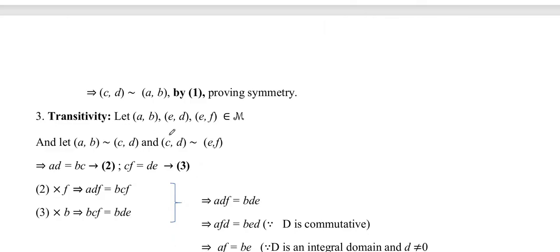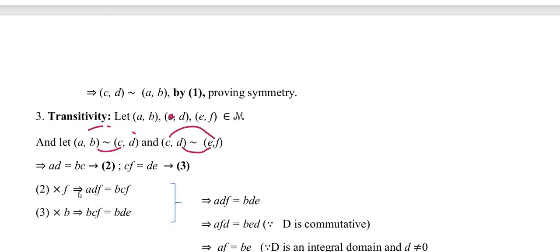For transitivity, we need to have three elements. We have taken them to be (a, b), (c, d), and (e, f) from M. We shall assume that (a, b) is related to (c, d) and (c, d) is related to (e, f). So by 1, this means that ad is equal to bc. We shall name this as equation 2. And from here it is cf is equal to de. Name that as 3.